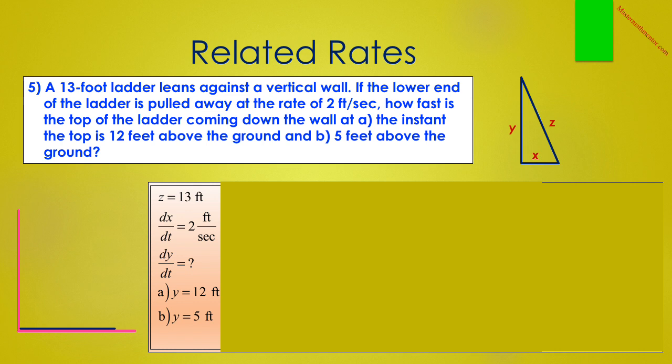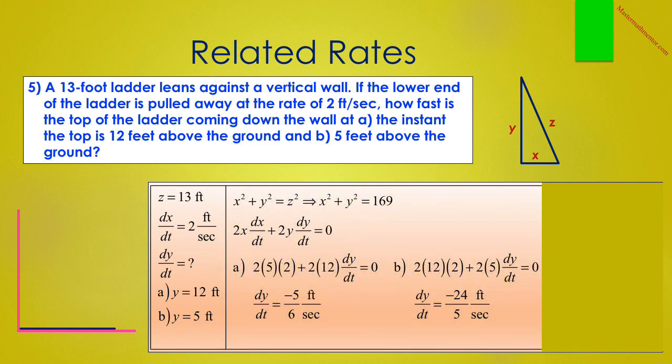We want to find out how fast the top of the ladder is coming down the wall, so we're interested in dy/dt. Remember that y represents the distance from the ground to the top of the ladder. It is not the height of the wall. And finally, we're interested in doing this when the top is 12 feet above the ground, and that makes y 12. Later, we'll also do when y is equal to 5.